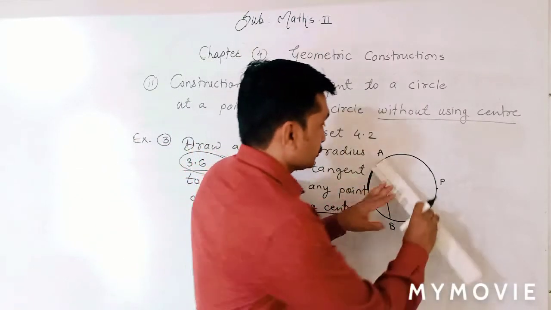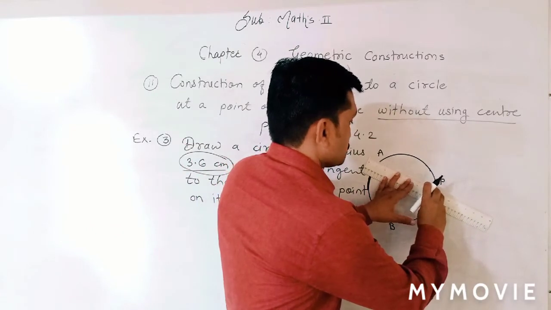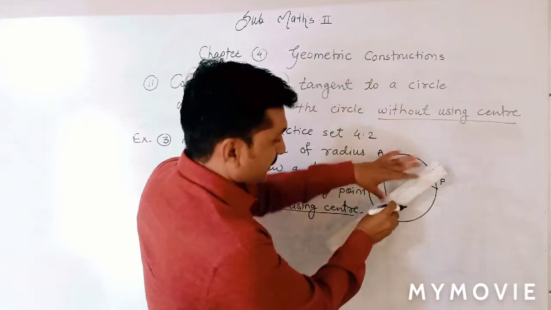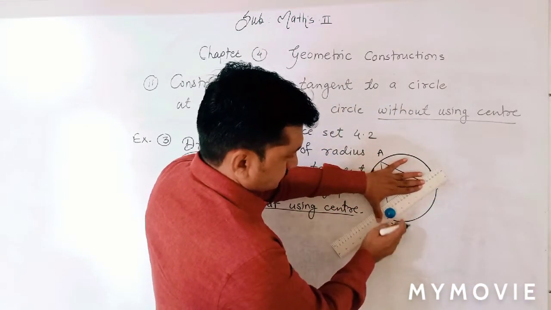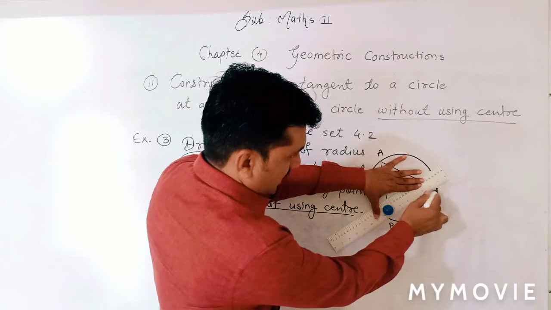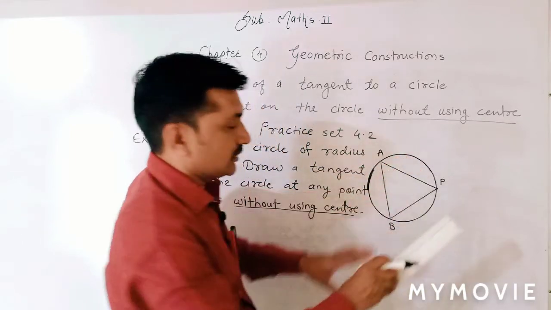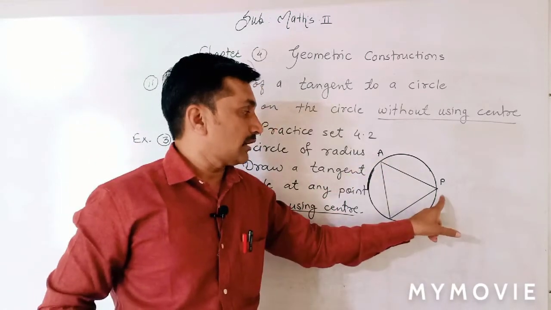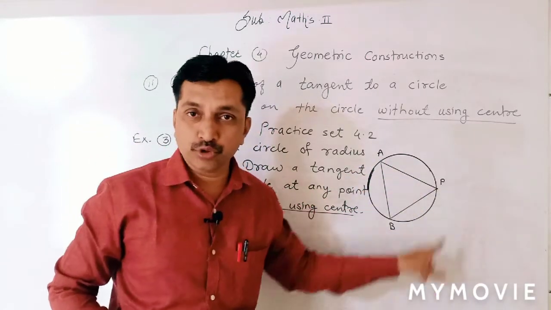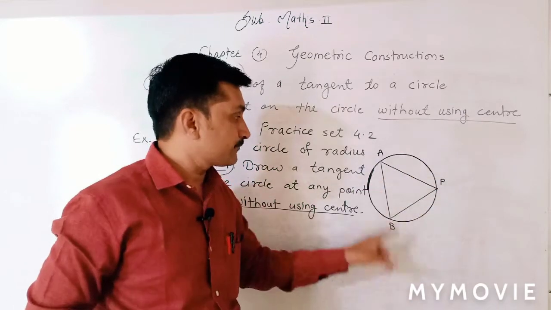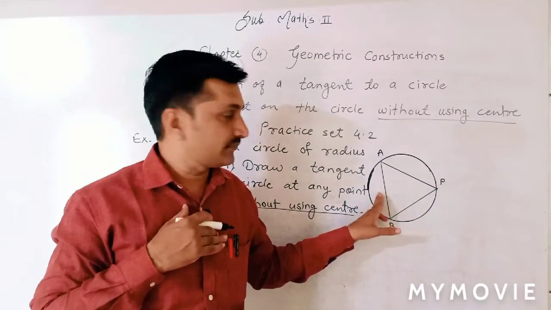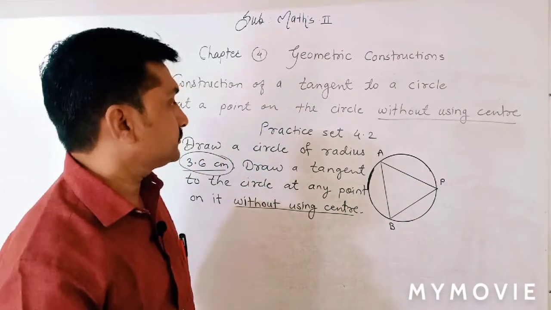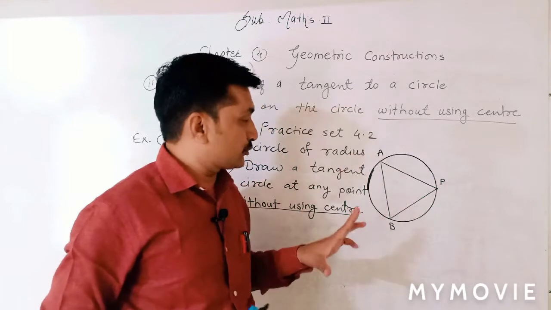After drawing the chord, you join AP and PB to get a triangle. We get a triangle here. Triangle ABP is formed. We have to draw a tangent from point P. The chord we took by ourselves, and then we form the triangle. After that, what we have to do?